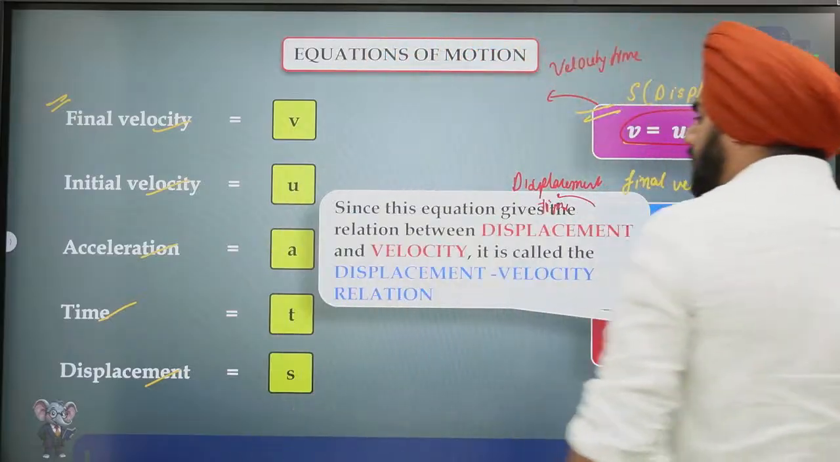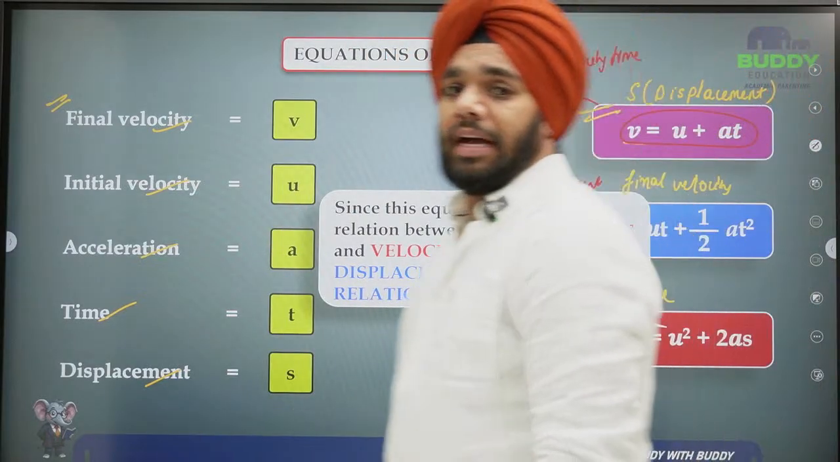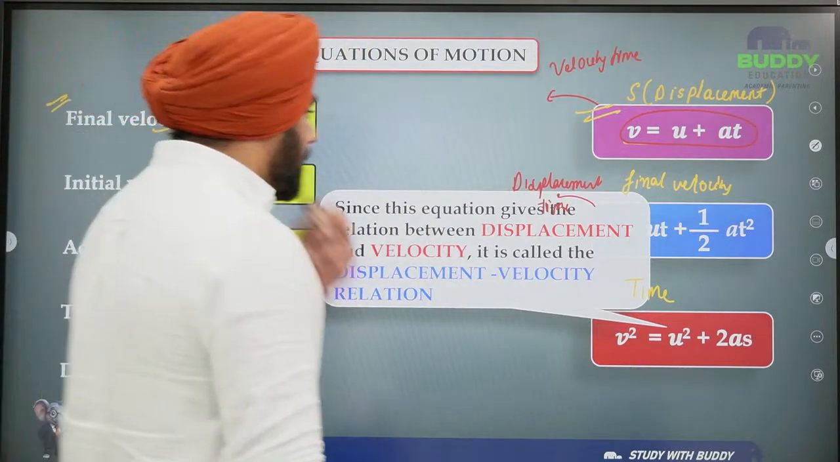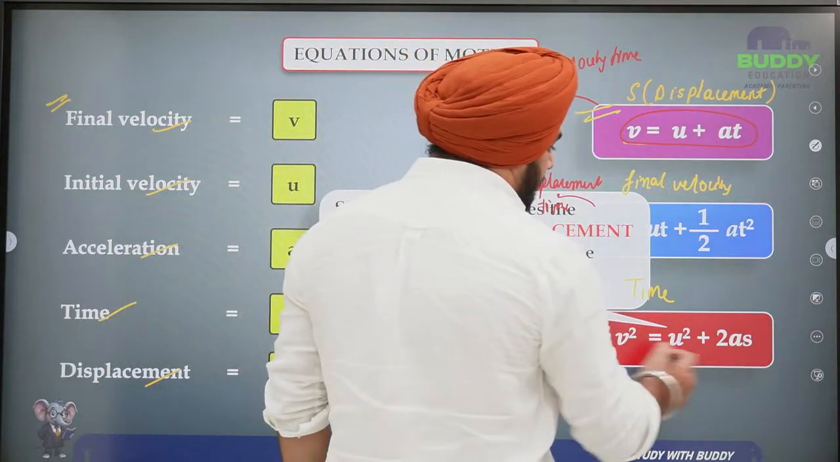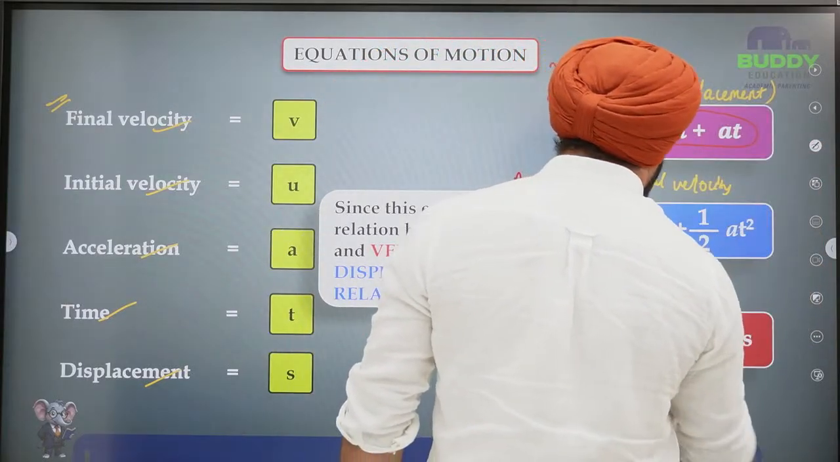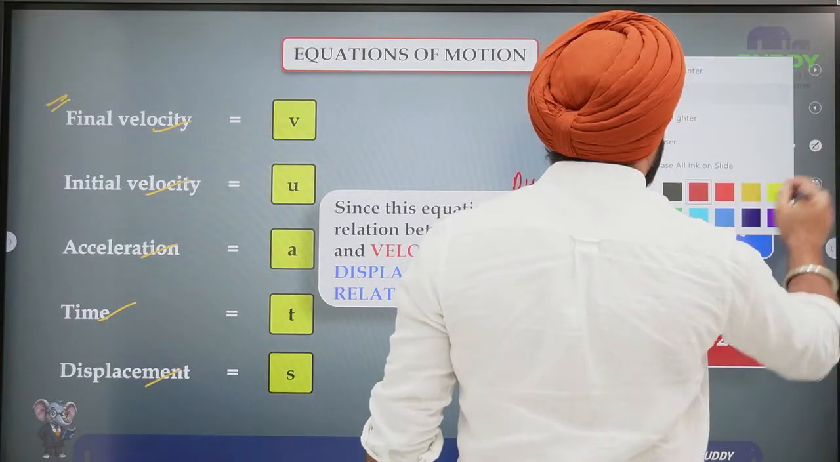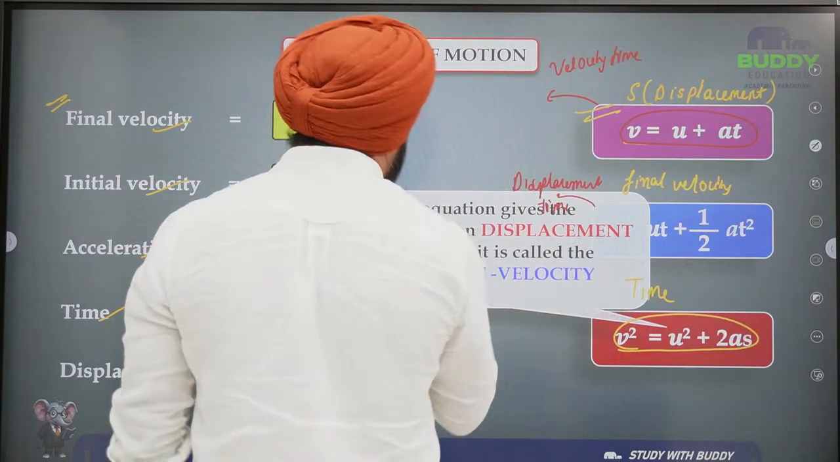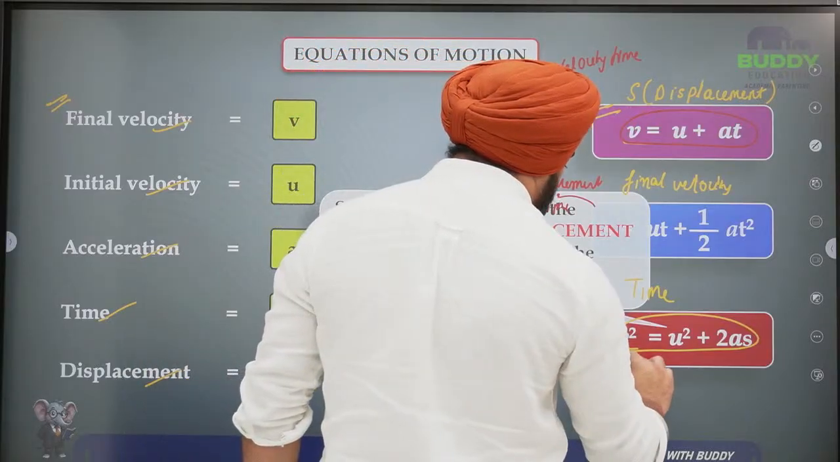So v square is equal to... the last equation. Here you don't have the time. In the last equation, we don't have the time. So what exactly is this relation telling? Velocity and displacement. This is the relation between velocity and displacement, right? So this relation is known as the velocity displacement relation or displacement velocity relation.